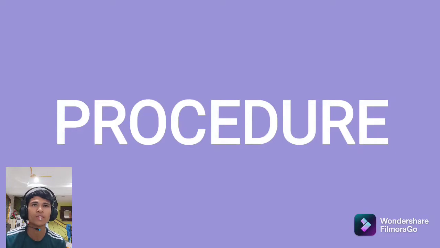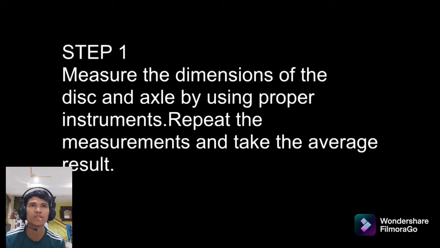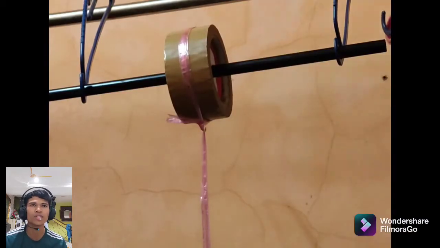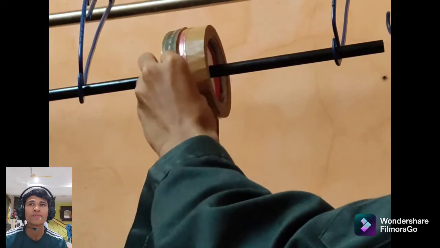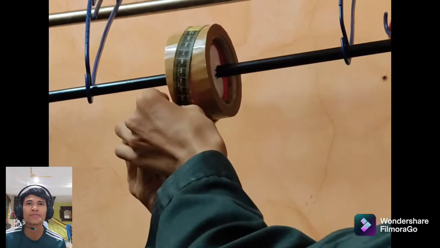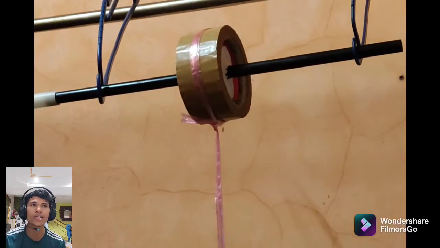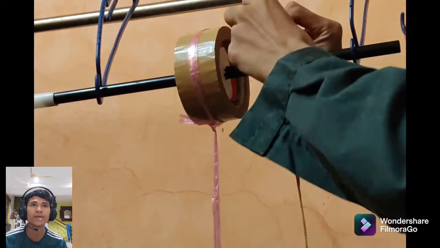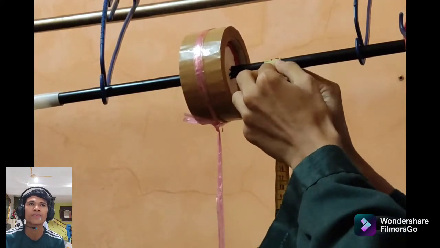For the procedure, step 1 is to measure the dimensions of the disc and axle by using proper instruments. Repeat the measurement and take the average result. And then wind the string around the axle. Record the number of turns and make sure that the string hangs freely. Place a weight hanger on the string holder.